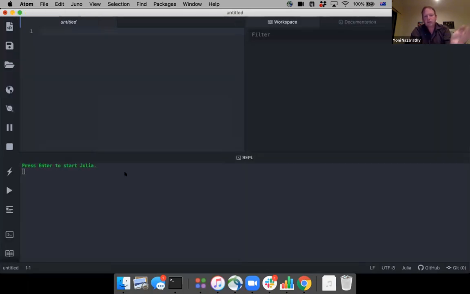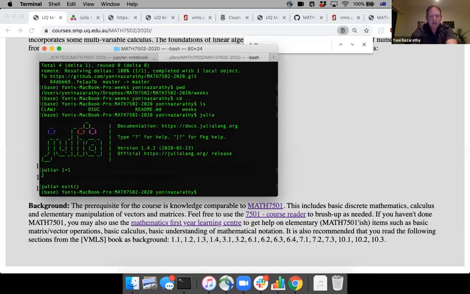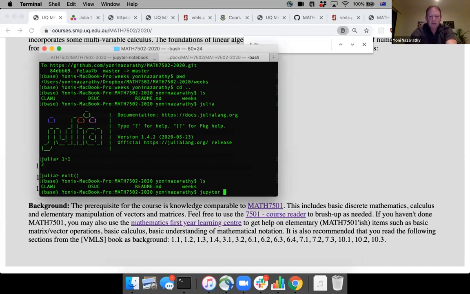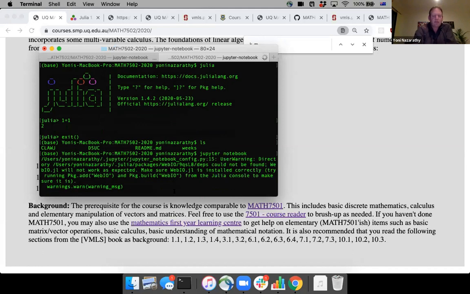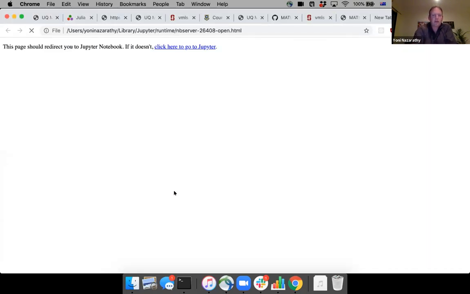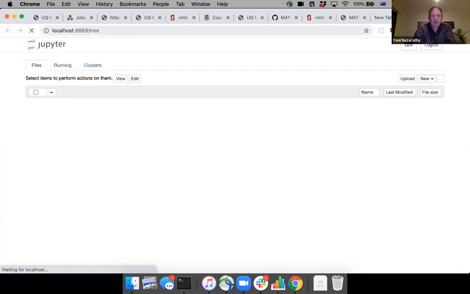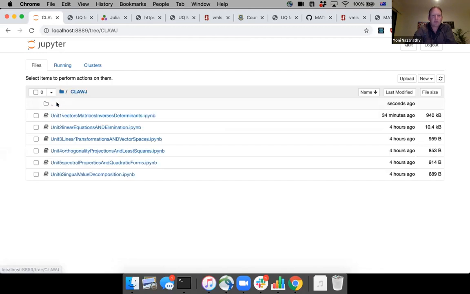But I'll quit that. So Julia Pro is inside the Atom editor. This thing is just a shell. And what I do is Jupyter Notebook after I've installed it. It launches, and you can also launch Notebook from the REPL. It launches a local server, and this is the base directory where I launched Jupyter Notebook. Then I'll go to the core linear algebra with Julia folder, and I'll open this first one.